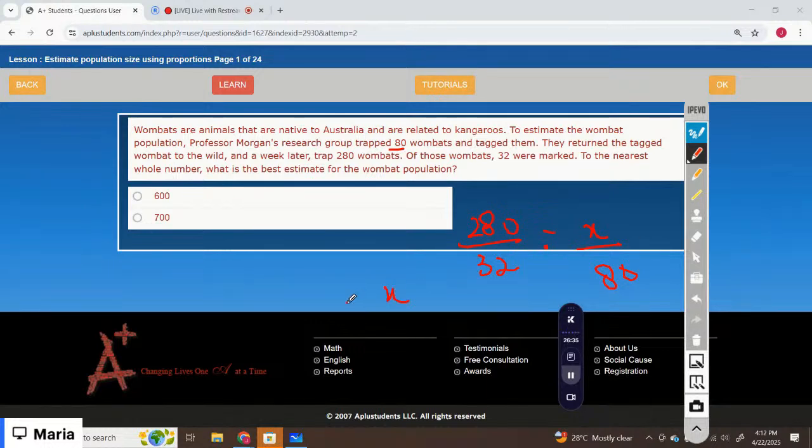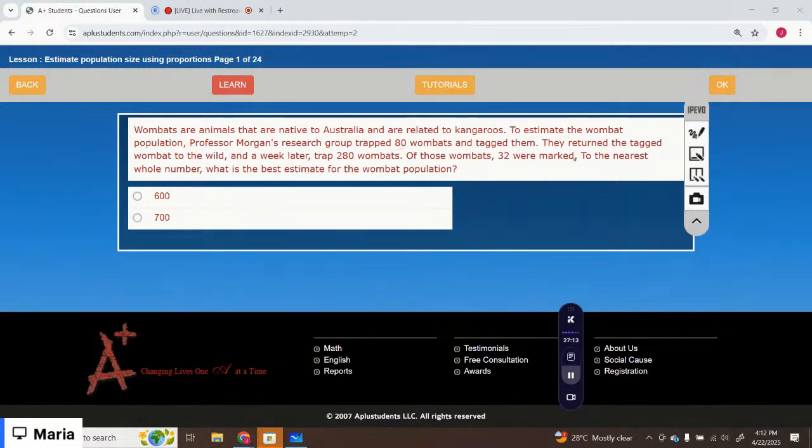So x equals 280 times 80 over 32. Let me just do the calculation. 280 times 80 divided by 32. x equals 700. Option number 2 is the correct option, that is 700.